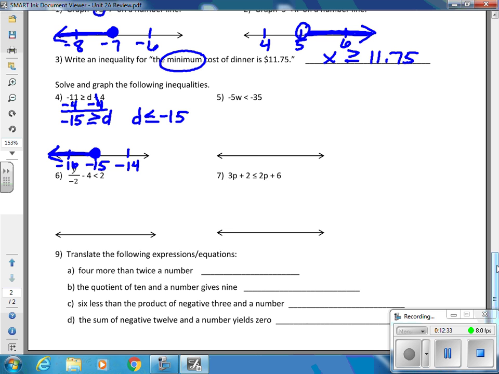Okay. Number 5, in order to get negative 5 to go away, we are going to divide by negative 5. Because we divided by a negative number, we have to flip the sign. That's what the rule says. So instead of less than, it says greater than. And negative 35 divided by negative 5 is positive 7.